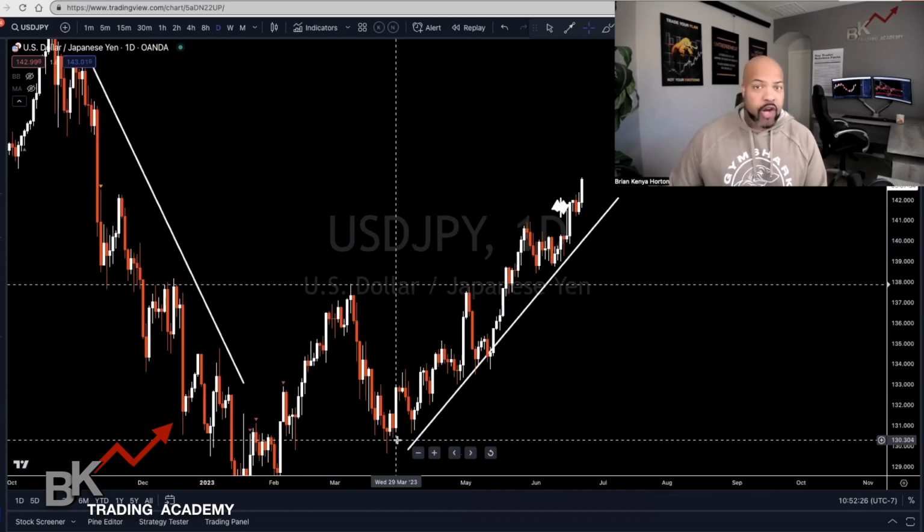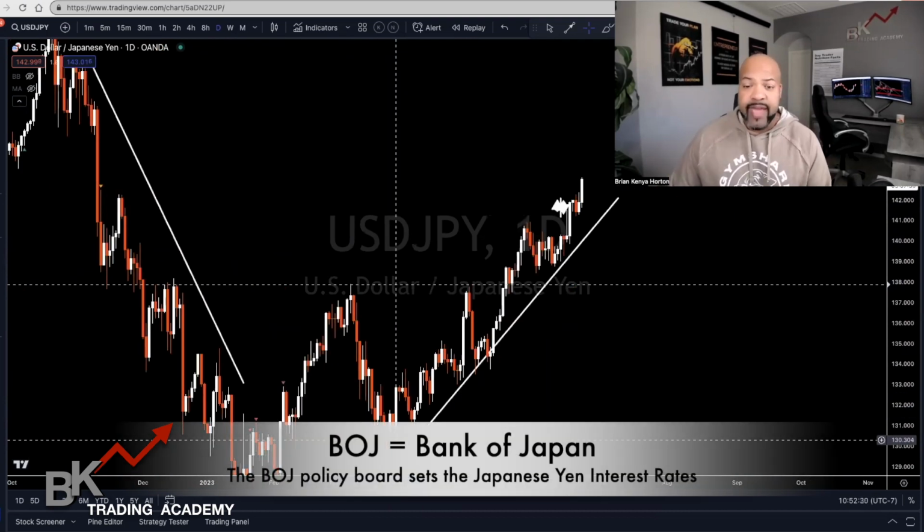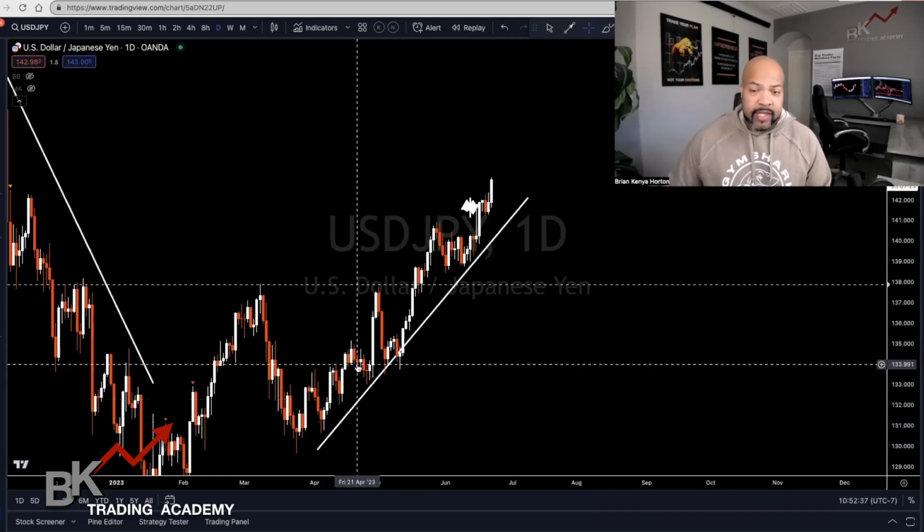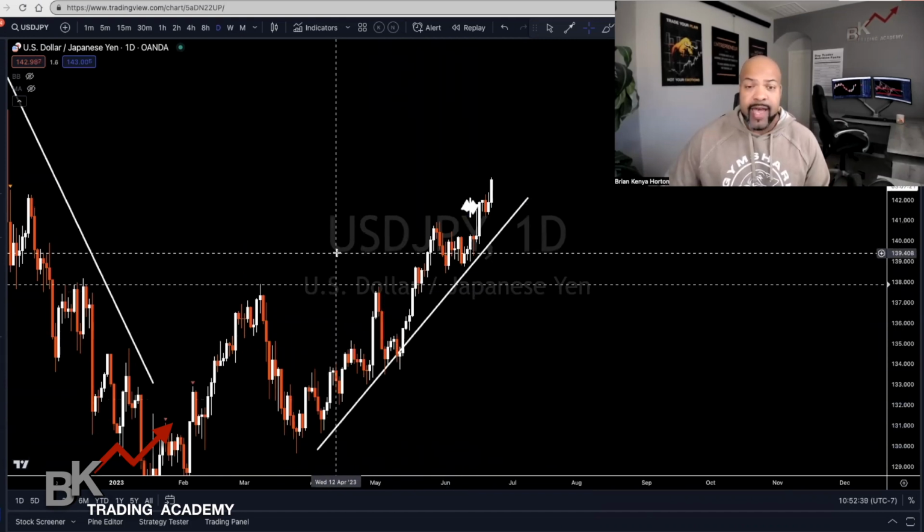Just recently, back in March, the BOJ, which stands for the Bank of Japan, said, you know what, we're not interested in increasing our interest rates, and we're not even interested in talking about it until at least a year. And look, a strong, steep rise to the upside with this currency pair.